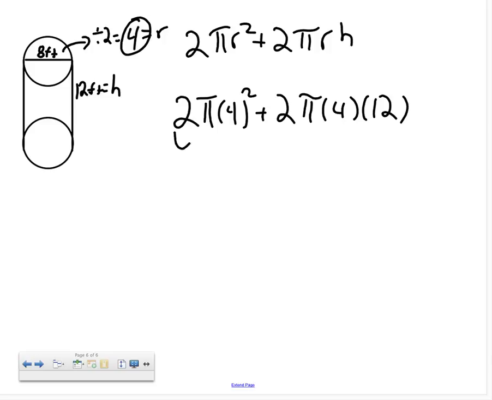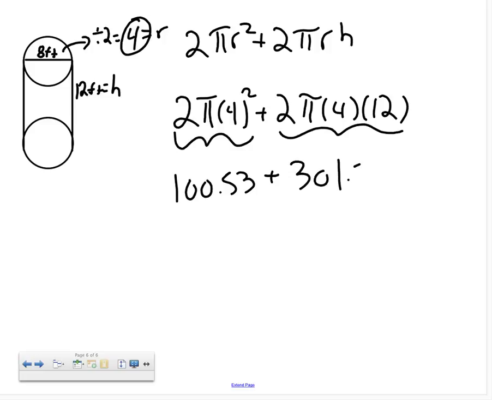So this part right here, that's about 100.53. If I do this part, 2 times pi times 4 times 12, I get an area of 301.59. And so my last step is to, of course, add them together. 301.59 plus 100.53. And that'll give me a total surface area of 402.12. And this will still be feet squared.